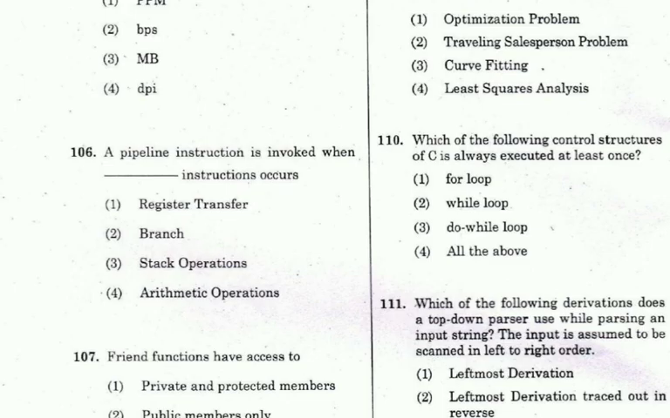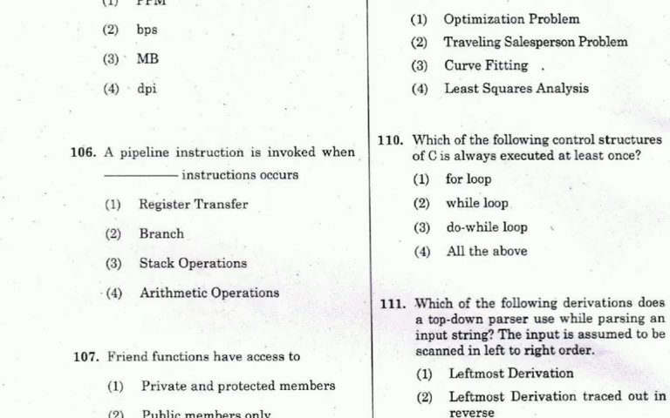A pipeline instruction is invoked when dash type of instructions occur. Pipelining involves breaking down an instruction into multiple stages, typically including register transfer, decoding, execution and write back. The first stage in a pipeline is usually the register transfer stage, which involves fetching the instruction. So option 1 is the correct answer.